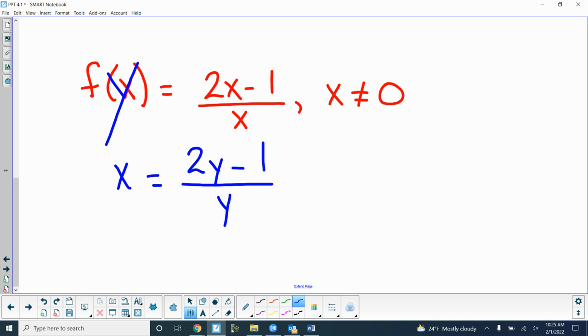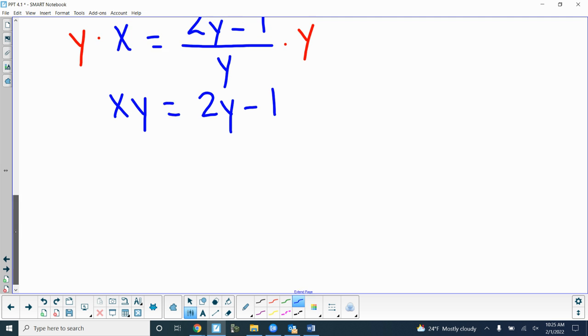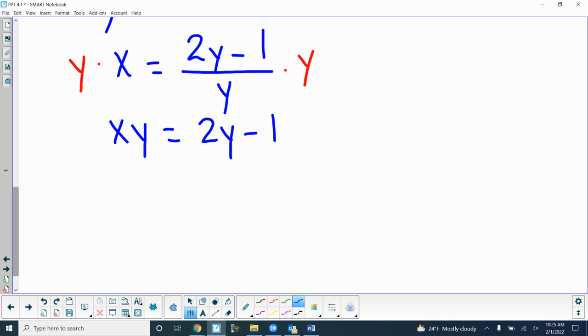How am I going to move that y out of the bottom? Right. So I'm going to multiply y to both sides. So now on the left, I have xy, and on the right, I have 2y minus 1. Again, what's the goal to finish this up? To get y by itself, right? We all know what the goal is, right?